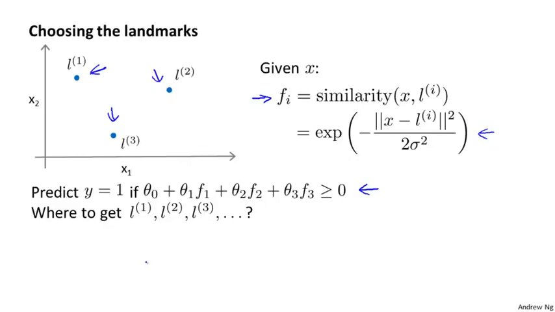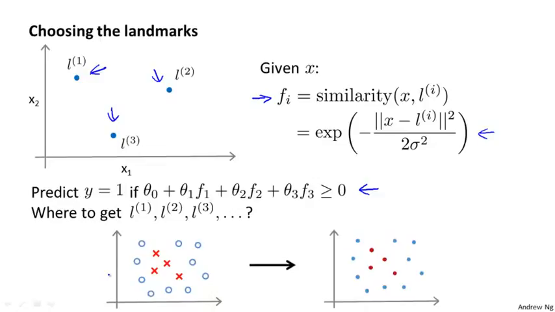So in practice, this is how the landmarks are chosen. Given a machine learning problem, we have some data set of some positive and negative examples. So here's the idea: for every training example that we have, we're just going to put landmarks at exactly the same locations as the training examples. So if I have one training example, X1, then I'm going to choose my first landmark to be at exactly the same location as my first training example. And if I have a different training example, X2, I'm going to set the second landmark to be the location of my second training example.